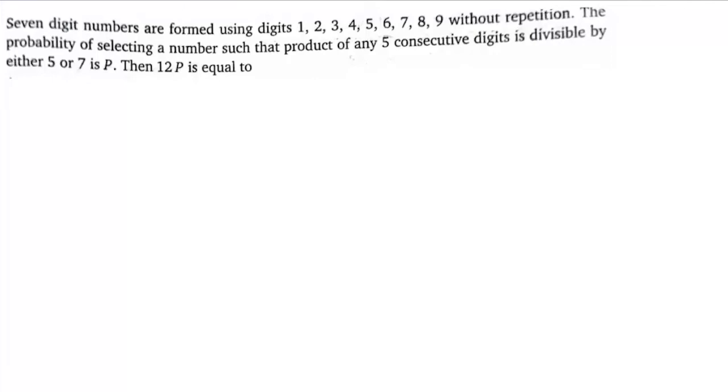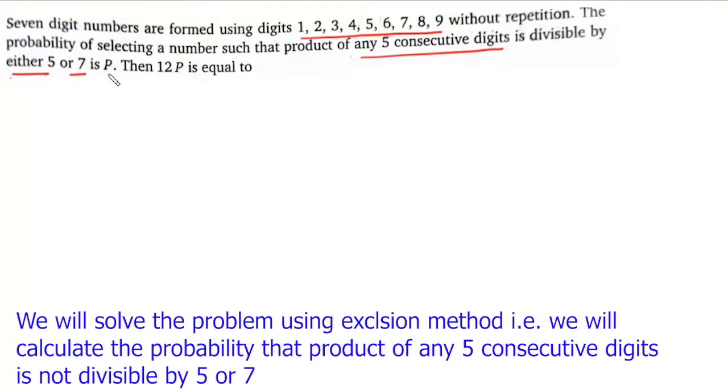Now here the question is: 7-digit numbers are formed using the digits 1, 2, 3, 4, 5, 6, 7, 8 and 9 without repetition. The probability of selecting a number such that the product of any 5 consecutive digits is divisible by either 5 or 7 is P, then 12P is equal to. Now first we'll calculate the total number of numbers that can be formed.